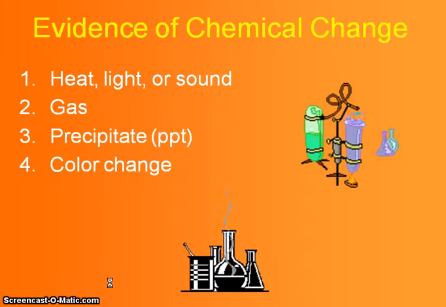Some evidence of a chemical change: heat, light, or sound being produced, a gas, so maybe you smell an odor or you see bubbling occur, a precipitate, which is abbreviated PPT, that's when a solid gets produced, so perhaps you start with two solutions and end up with a solid. That would be a precipitate, and a color change could also be evidence of a chemical change occurring. Now these are just pieces of evidence that suggest it could be a chemical reaction. It's not conclusive. The only way you know for sure is to actually test in the actual laboratory.